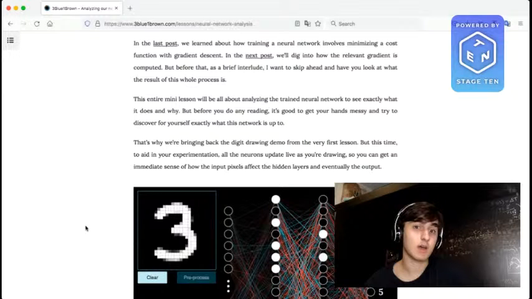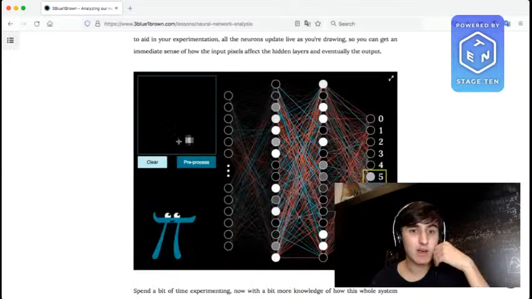Let's go. But this time, to aid in your experimentation, all the neurons update live as you're drawing, so you can get an immediate sense of how the input pixels affect the hidden layers and eventually the output. Ooh, that's a cool update. So immediately it's going to guess 7. Let's put 1 dot. Got a 5. Okay. Let's see. I think I'm going to draw a 4, actually. Let's see. Oh, it got that.